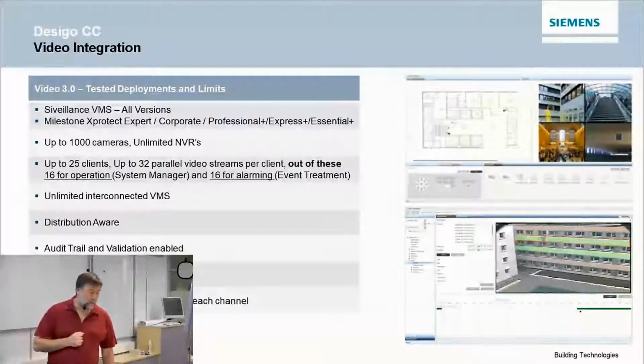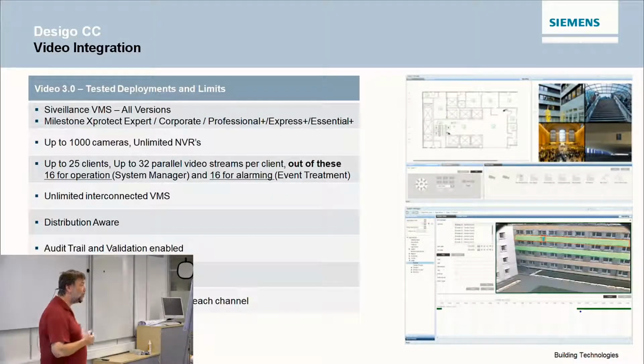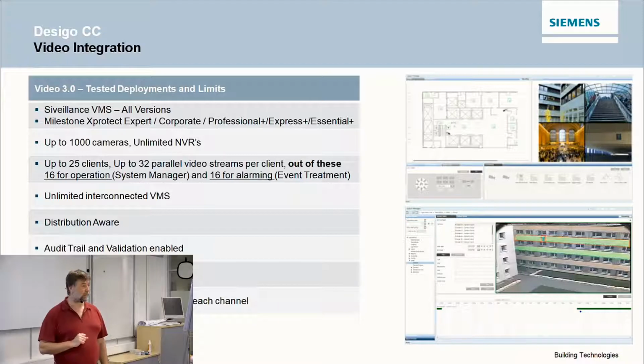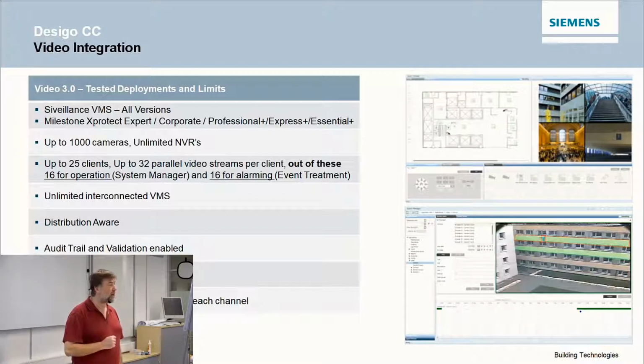So we have raised the limit of cameras to 1,000 and to an unlimited number of NVRs which we can support. These limits are not hard-coded limits. They are limits by testing. And these limits exist because if you connect a lot of cameras to the VMS, you have to synchronize the VMS on restart. For example, you have a connection loss in between, or you have shut down Desigo CC. It takes time to synchronize the data.